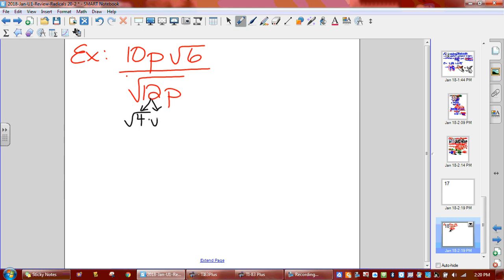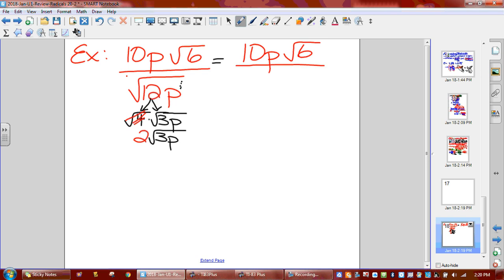So this becomes, our top stays the same, 10P root 6, all divided by 2 root 3P. So, can I divide anything? Well, there's nothing that we can divide up top. So, for example, the 10 and the 2 divide instantly, of course. But 6, yes, it divides by 3, but there's no P for it to divide by on top. So that means, what am I going to be using to divide by on top? This right here. That's what I'm using.